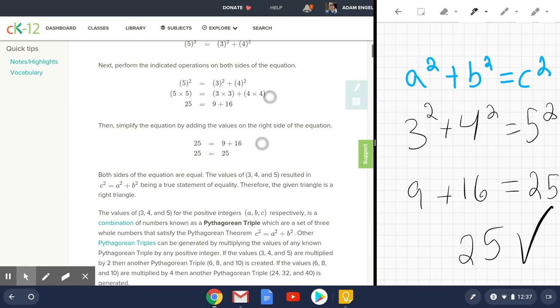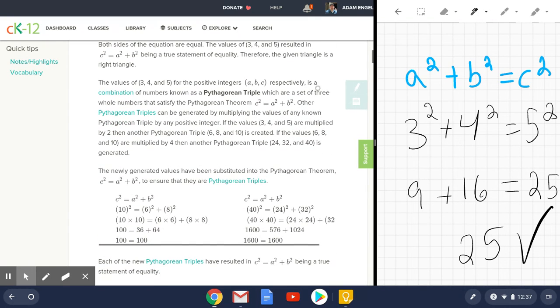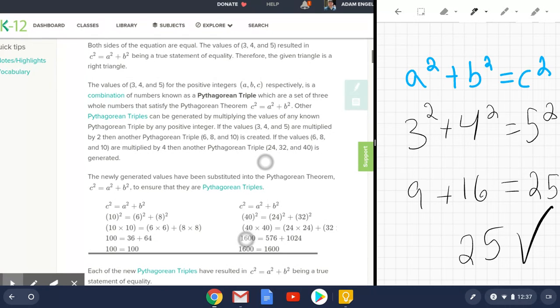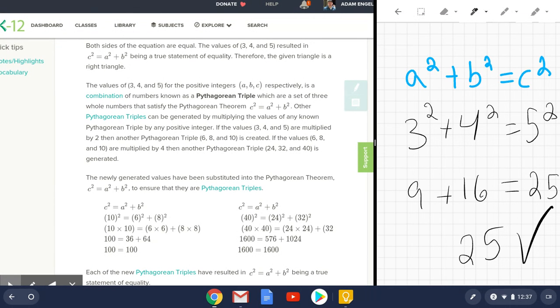This triangle is truly a right triangle. So the values of 3, 4, and 5 for the positive integers a, b, and c, respectively, is a combination of numbers known as a Pythagorean triple, which is a set of 3 whole numbers that satisfy the Pythagorean theorem.